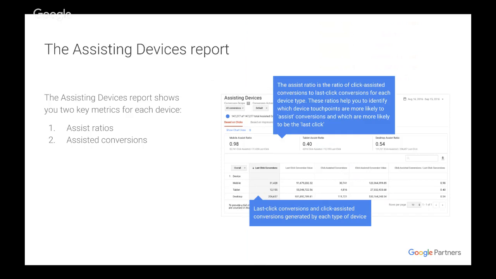The assist ratio is the ratio of click-assisted conversions to last-click conversions for each device type. These ratios help you to identify which device touchpoints are more likely to assist the conversions and which are more likely to be that last click. And the last-click conversions and click-assisted conversions that are generated by each type of device, you will have them at the bottom of the screen in that column.